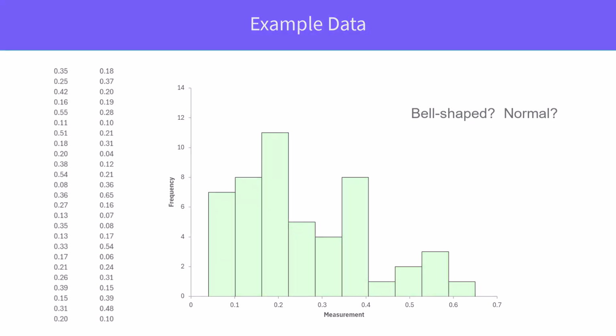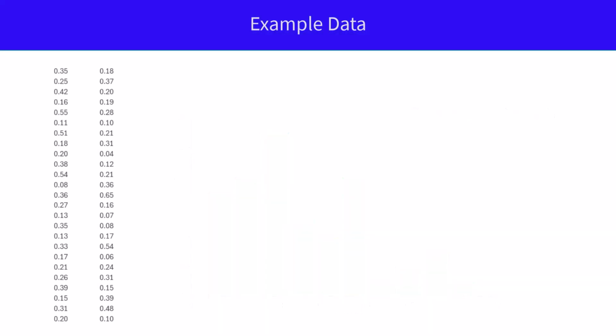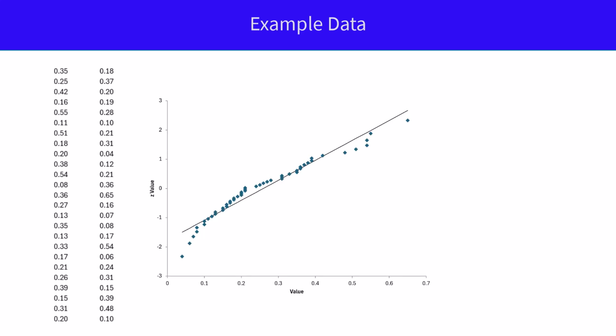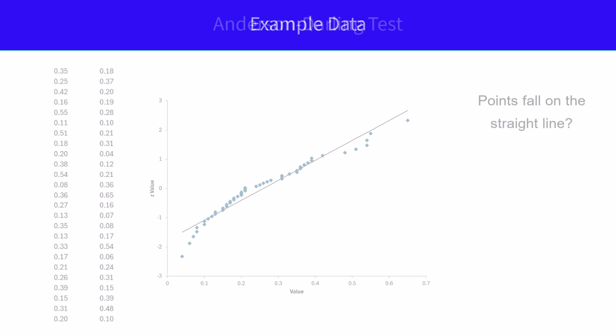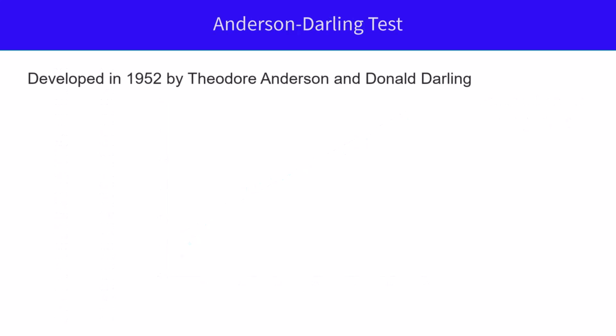But let's talk about a normal probability plot and see what that looks like with our example data. So again, here are our example data, and here's the normal probability plot. We have the z-value on the y-axis, the value on the x-axis. Do the points fall on a straight line? Well, some of them do towards the middle, but definitely on the tails they're falling away from the line.